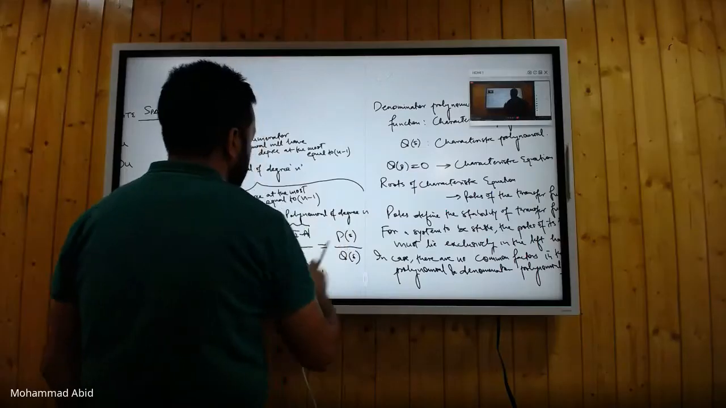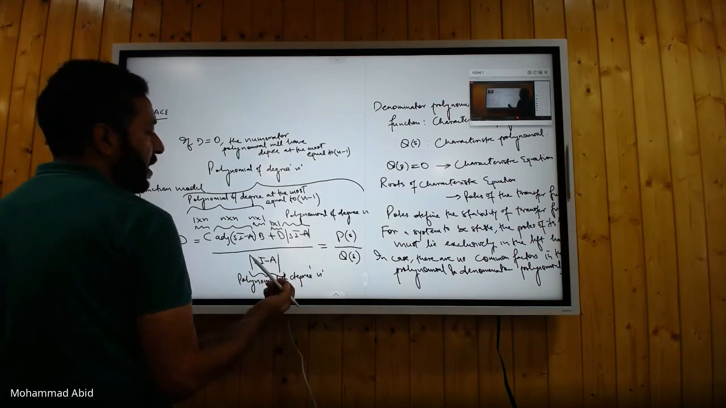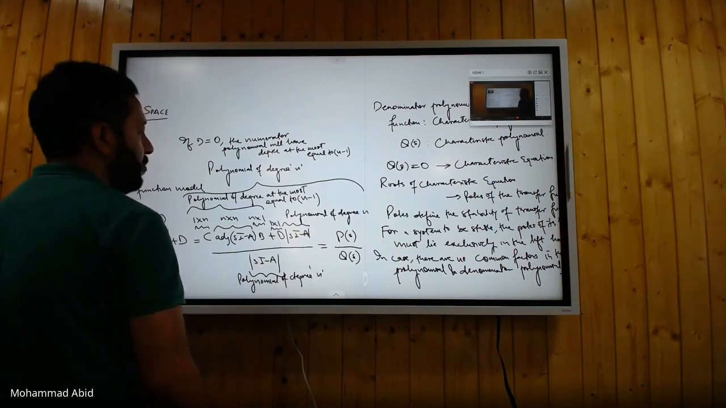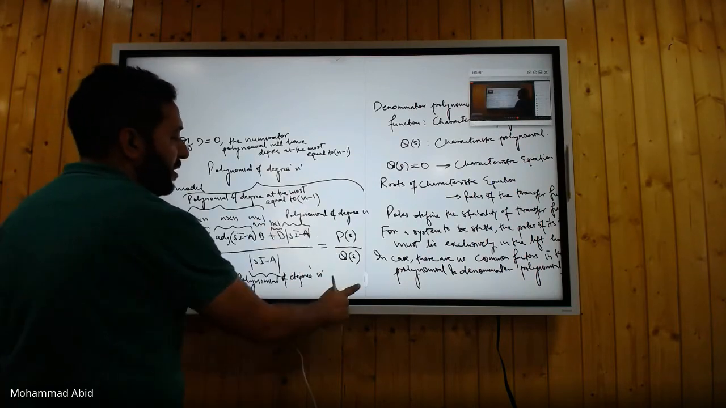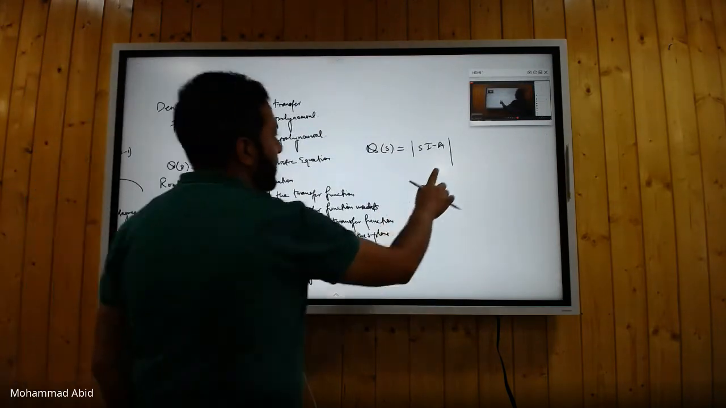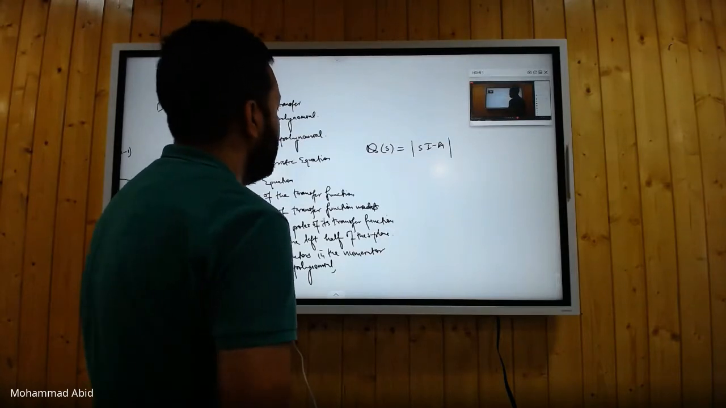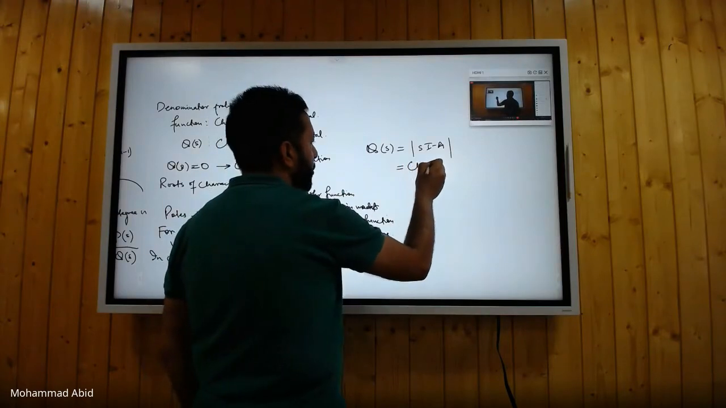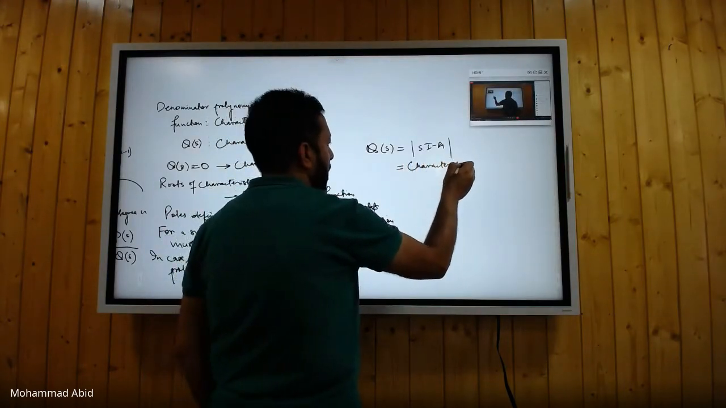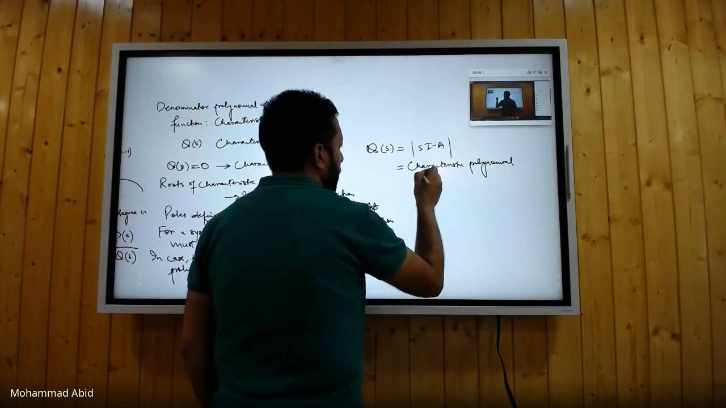I told you that I have obtained this representation finally after cancelling out the common factors, if there are any. In case there are no common factors between the numerator polynomial and the denominator polynomial, this will simply be P(s) and this will simply be Q(s). So Q(s) will be determinant of sI minus A. And what does this determinant of sI minus A term remind you of? It's actually the characteristic polynomial of matrix A.